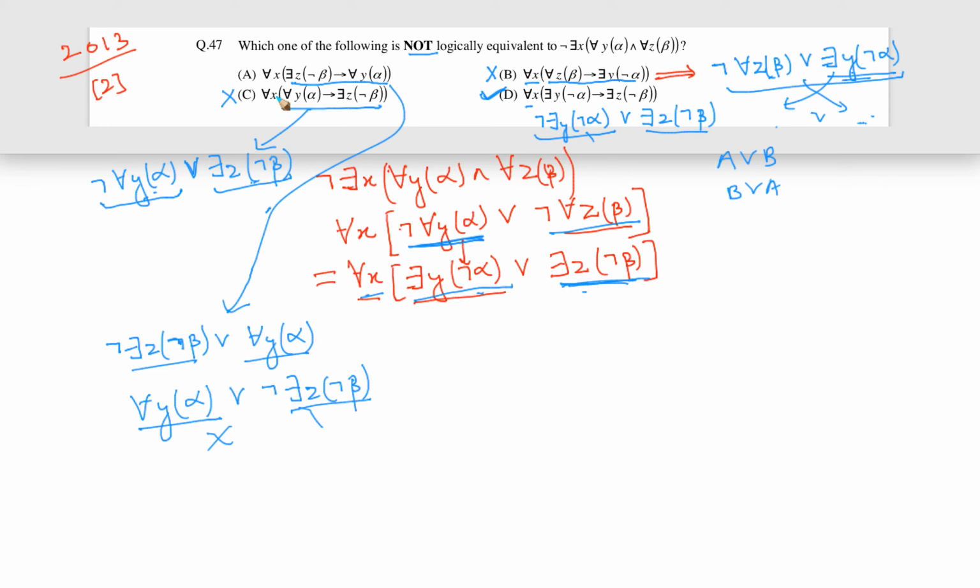Oh, but now we can see that this thing is also not equivalent, and this thing is also not equivalent. So A and D both are not equivalent, and they are asking which one of the following is not logically equivalent to this, and A and D both are not matching. That's why the answer should be A and D, and definitely only one option should be correct, but they have made some mistake in the question. That's why definitely for this question marks would have been awarded to all. So there will be marks to all for this question, but the answer will be A and D both.